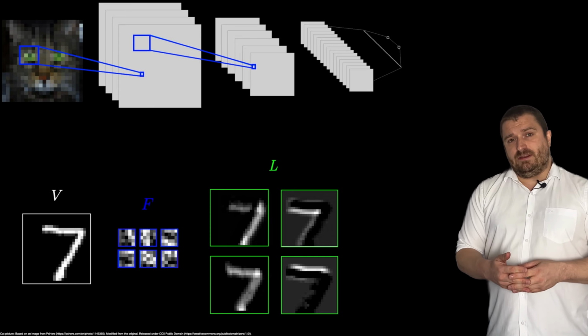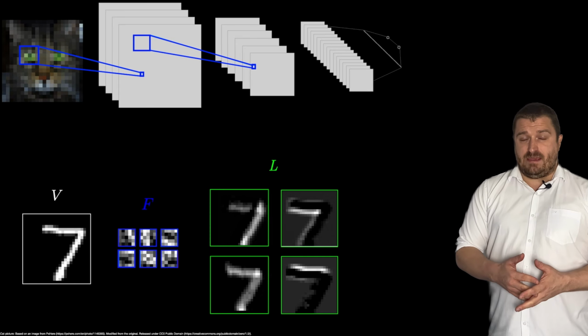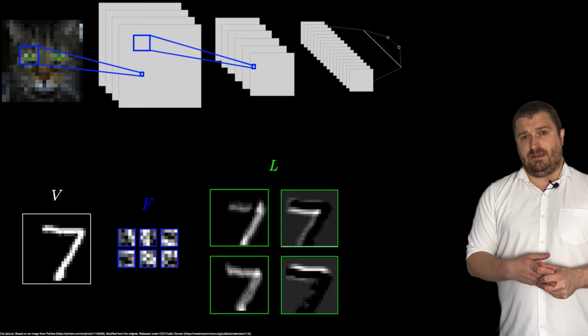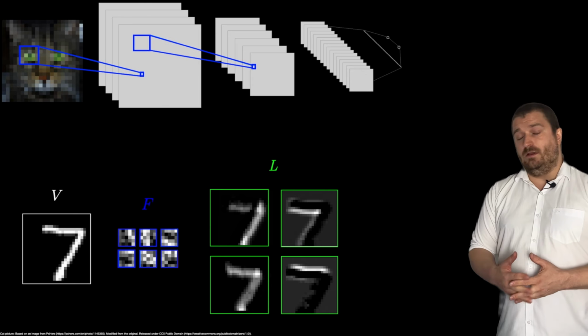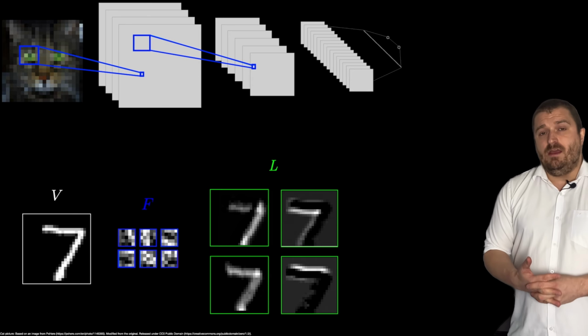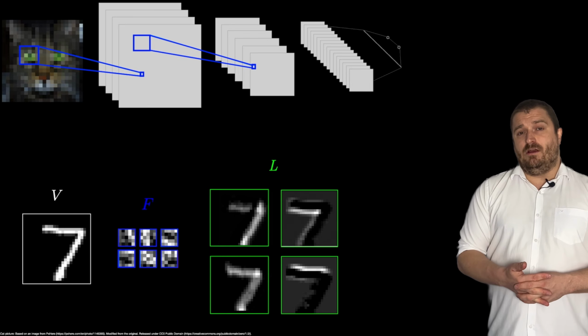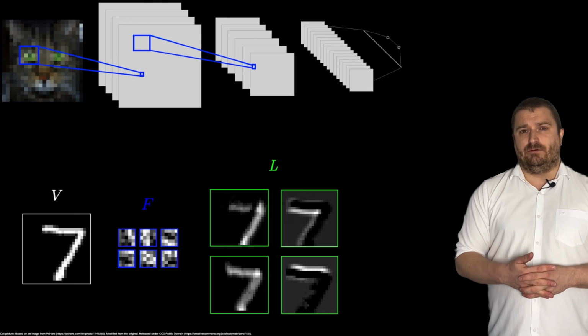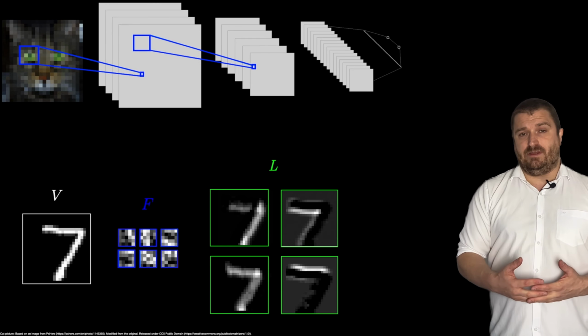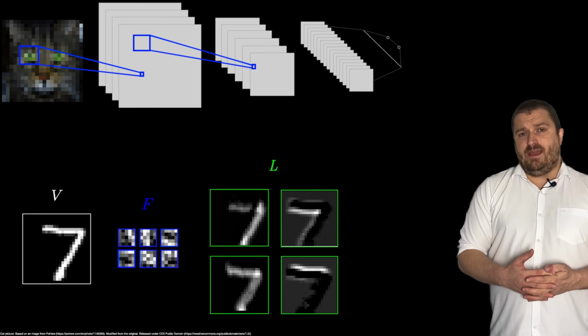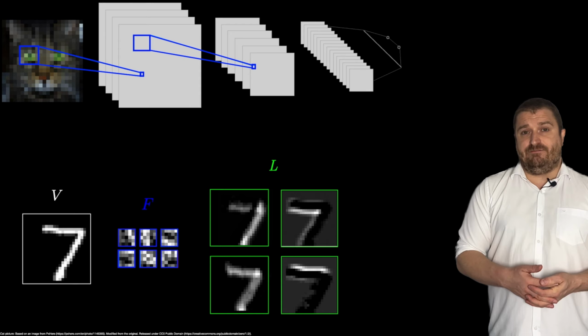The notation I'm going to use is V to denote the physical field generally speaking, or in this case for now V will just denote the image. I'm going to use F to refer to the kernels. I'm using F because kernels are sometimes called filters. Kernels and filters, they're just synonyms. And I'm using L to refer to the feature map.